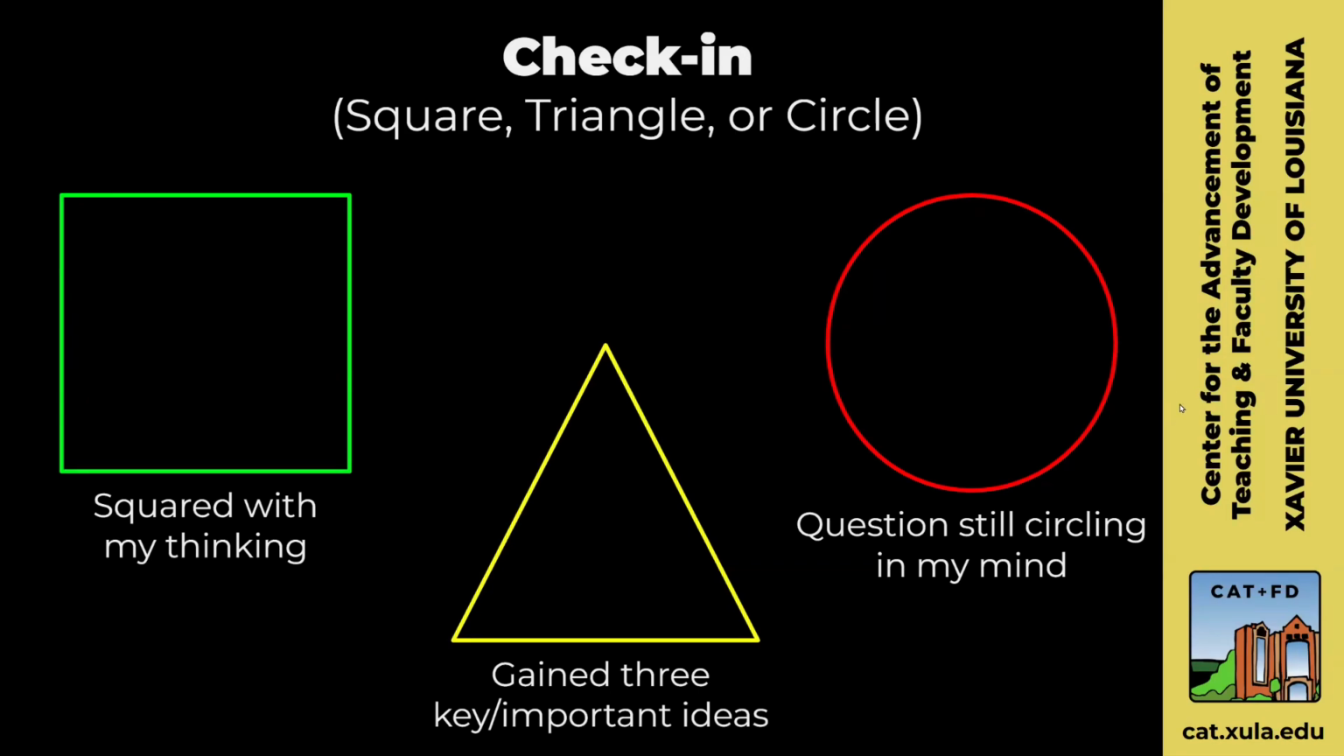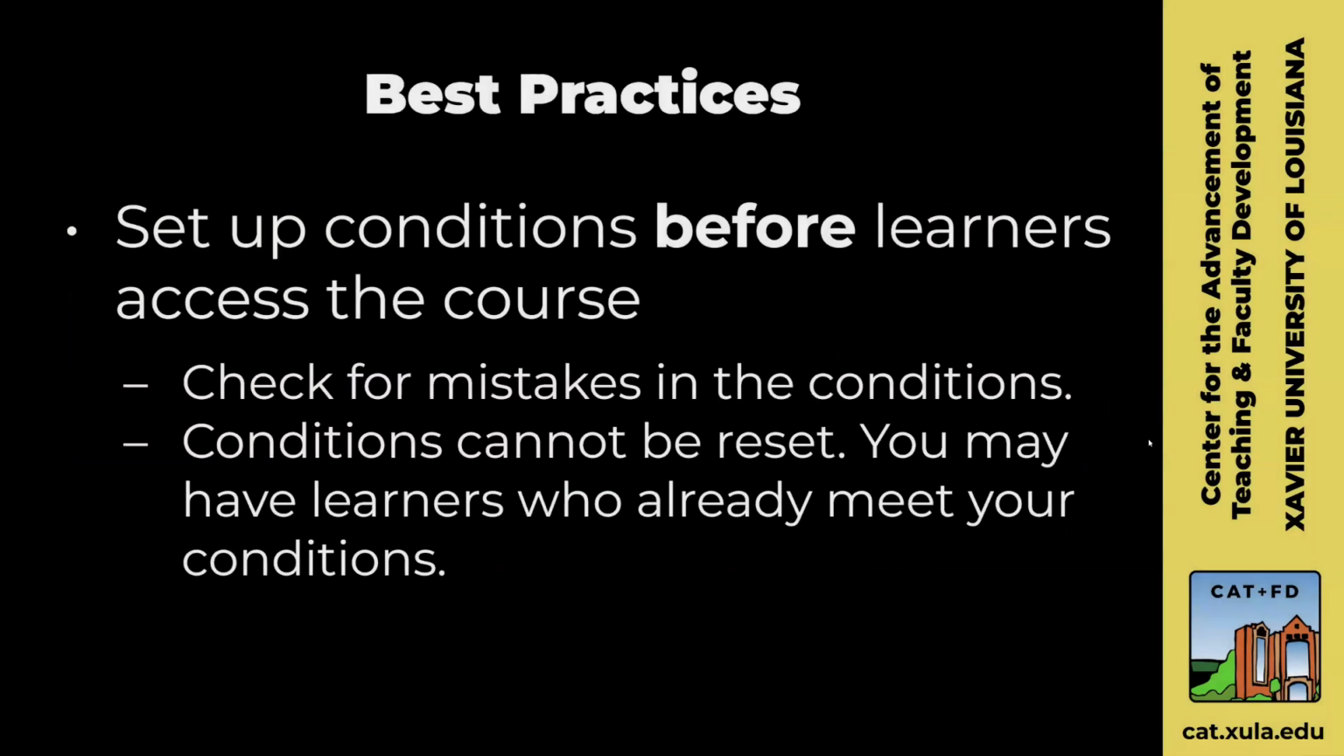Okay, great. All right, so I want to share a few best practices with you before I let you go. It is best, if you can, to set up your conditions before the students access the course. This way you can check for mistakes in your conditions. Once a condition is met, it cannot be reset. So if the students are already in there and you're trying to set up something, they may have already met that condition. And if so, you cannot reset it, okay?